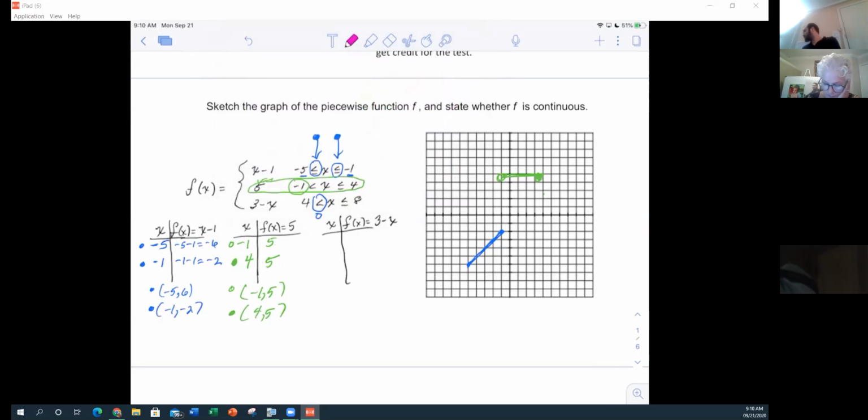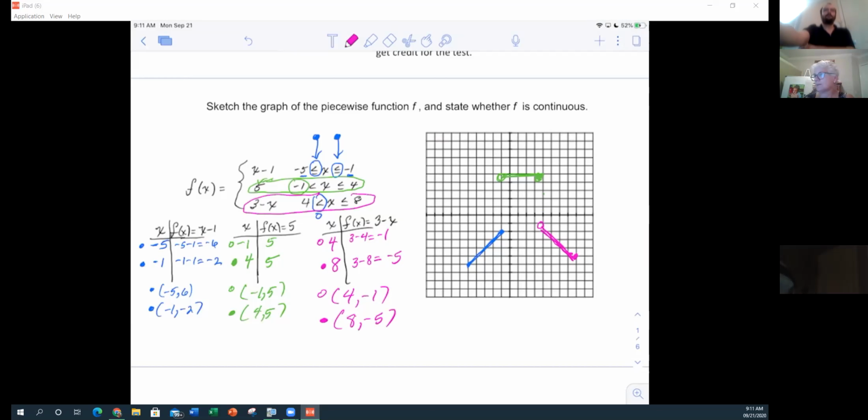All right, so then the last interval, this one, goes from 4 to 8 with an open dot on the 4 and a closed dot on the 8. And 3 minus 4 is -1, and 3 minus 8 is -5. So the 2 points on this interval are going to be (4, -1), an open dot, and (8, -5) with a closed dot. So it would look like that. And that is discontinuous because you'd have to pick up your pencil to draw that graph. They're not connected. So this would be discontinuous.